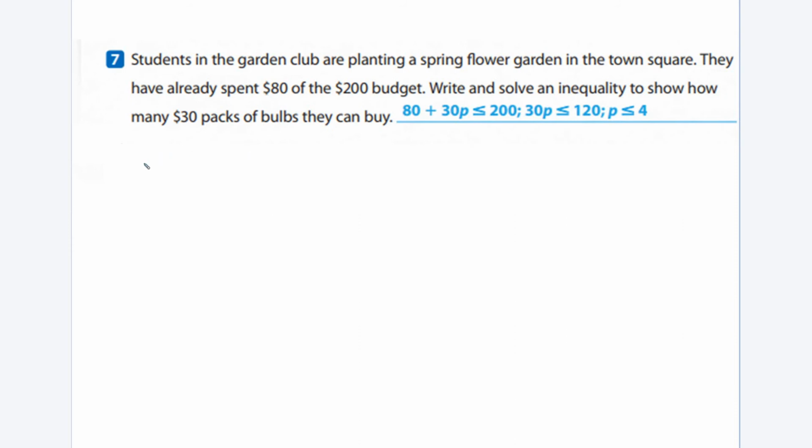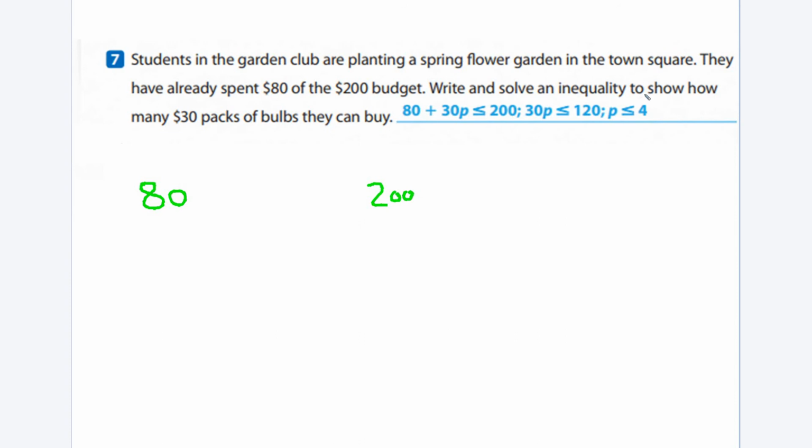Students in the garden club are planting a spring flower garden in the town square. Alright, we know the scenario. They've already spent $80. So that $80 is something they've already spent. That's gone. Right? That $80 is gone. Of the $200 budget, think about it, the total amount they have to spend, or their budget, is $200. I'm going to put the 200 here, just like they did. I'm just going to try to write it the way they did here, so I don't confuse anyone. There's the $200.